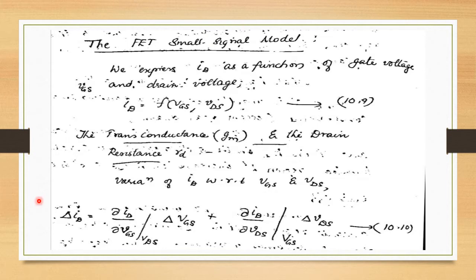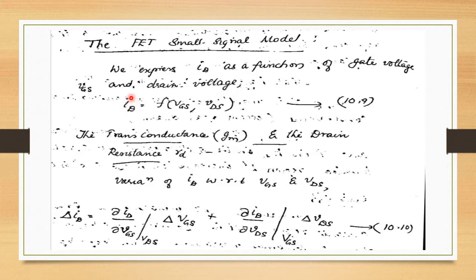Hello students. So far we have discussed the characteristics, the VI characteristics, the drain characteristics and the operations of FET. Moving on to the small signal model of JFET. First of all, we express ID as a function of gate voltage VGS and drain voltage.